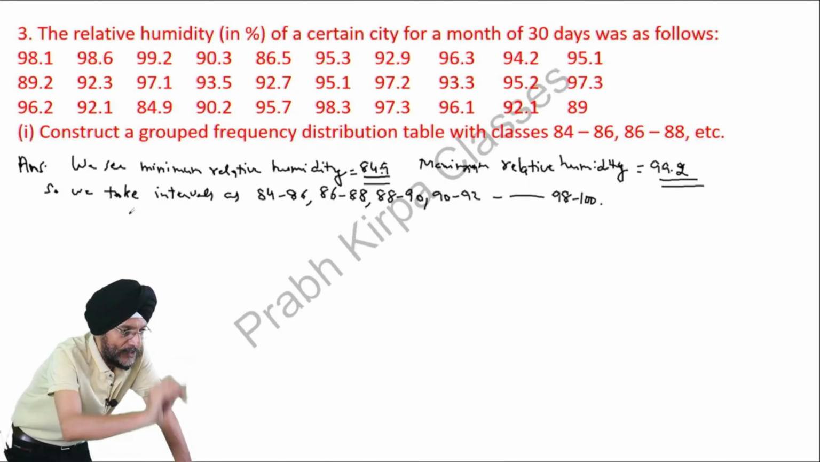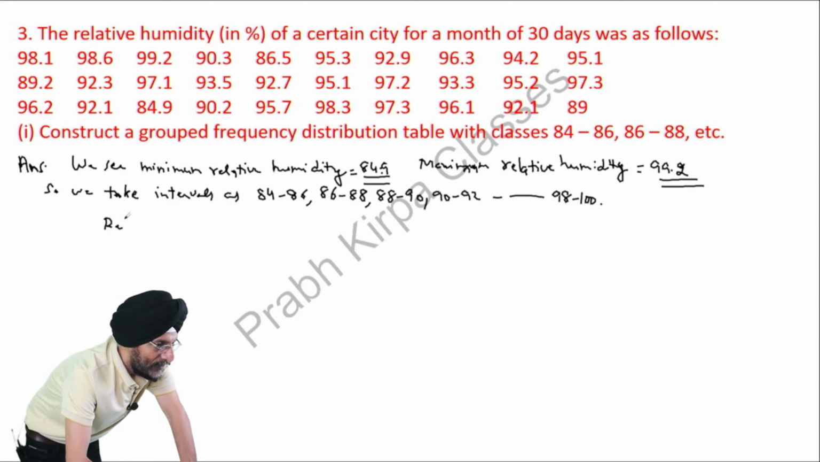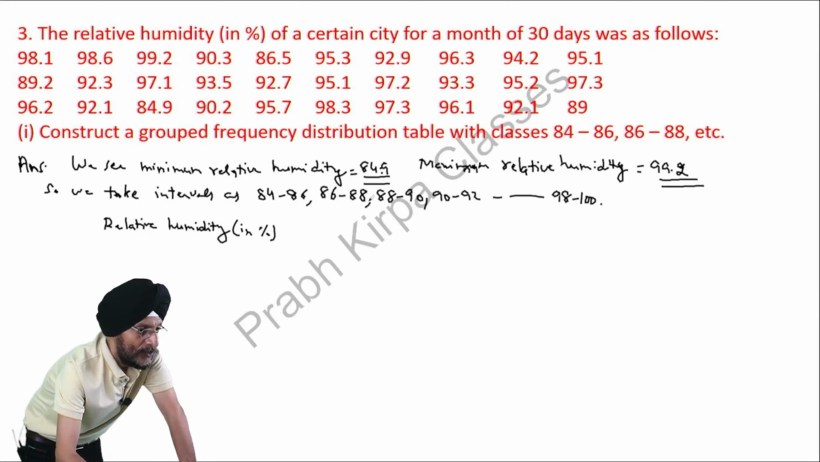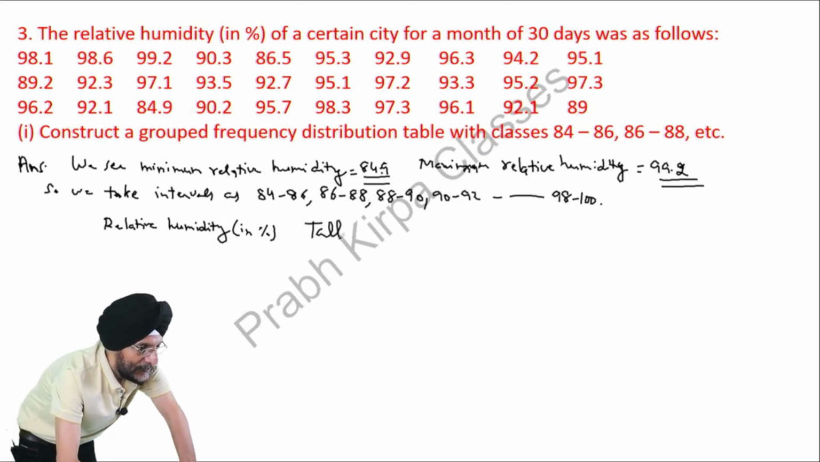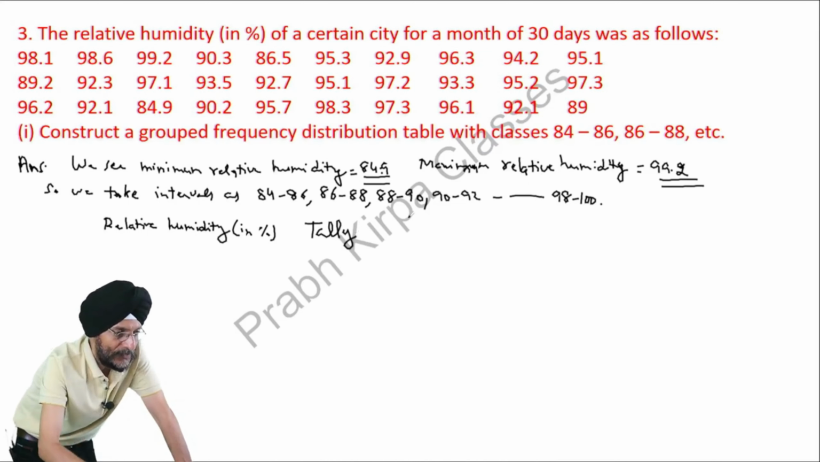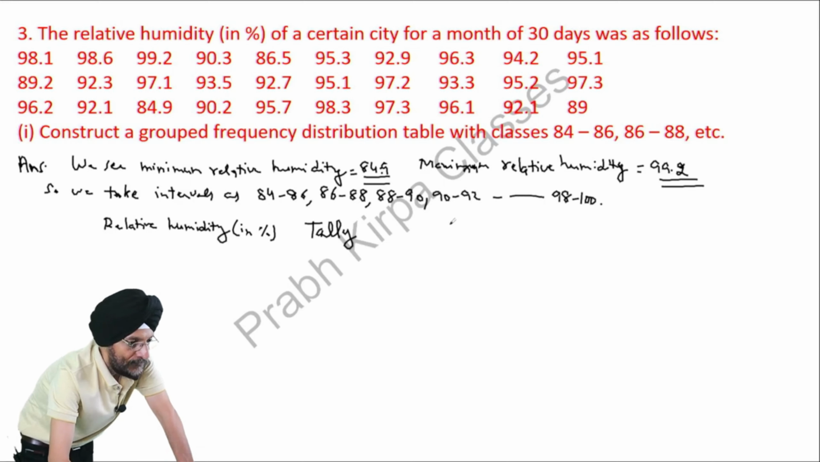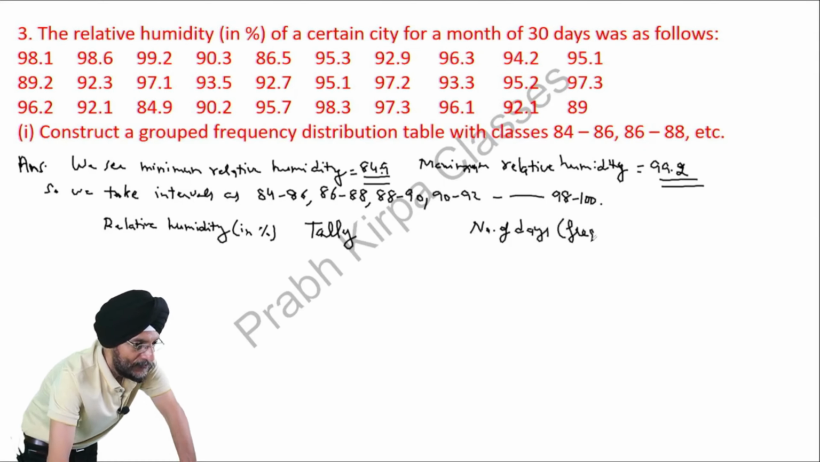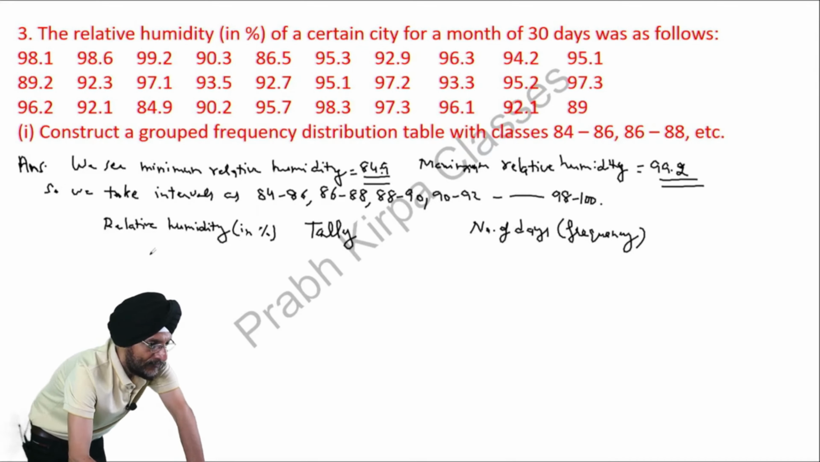So now we will form the table. What is given to us is relative humidity in percentage. Now we will have to count the relative humidity. So here we will write tally. Then we will have to sum up the tally. That is the number of days in which the relative humidity was falling in the particular class. So here we will mention number of days, or we can also call it frequency.